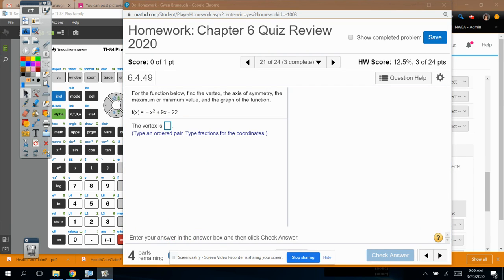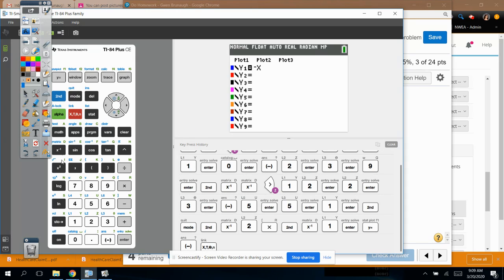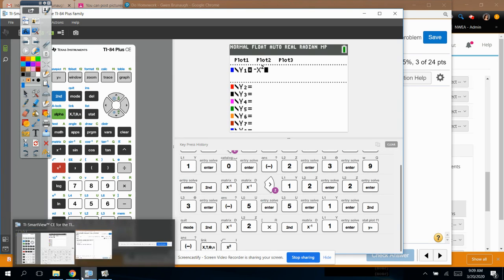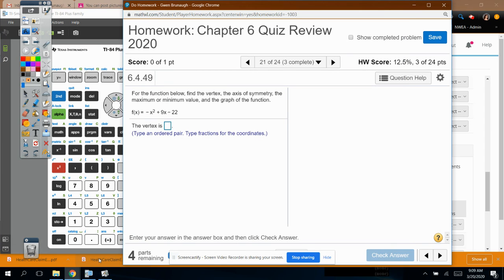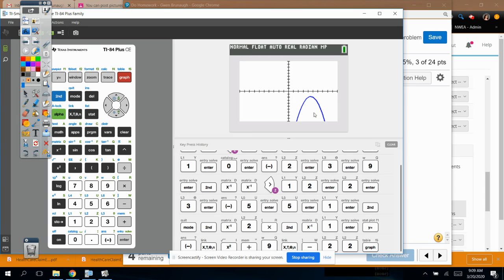Now this one I usually do tell you to use your calculator, especially with the negative. There's lots of room for mistakes here. So let's go ahead and do that. Negative x squared plus 9x minus 22. All right, so we graph it, and there it is.